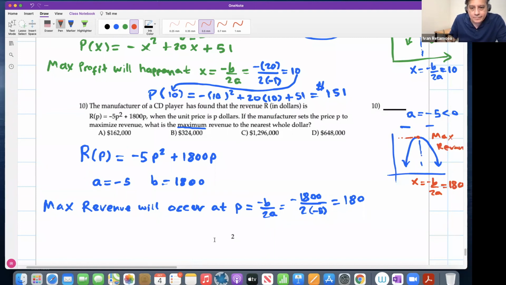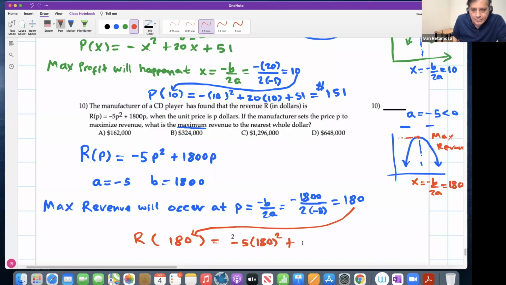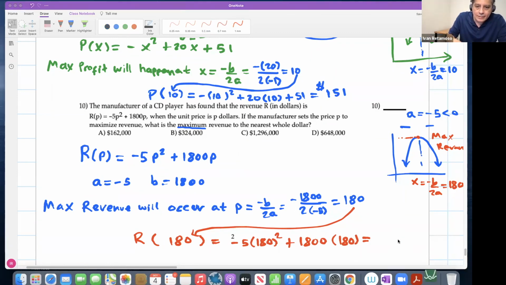All right, so simply plug this into your revenue function, right? To find out what is the actual maximum value for the revenue, right? So you're gonna do this. And follow the instructions, guys. It says when you get this done, round it to the nearest whole number, right? So let's do it together.